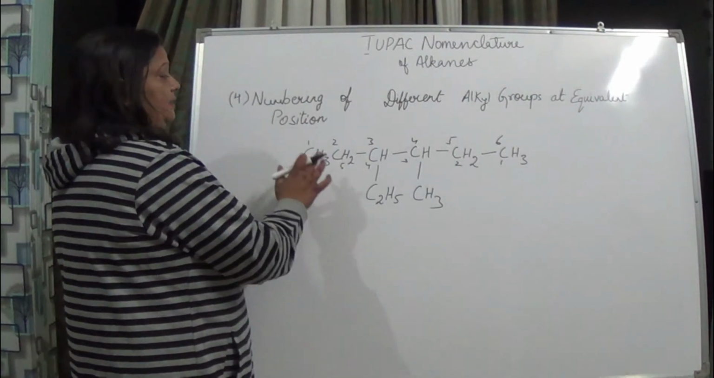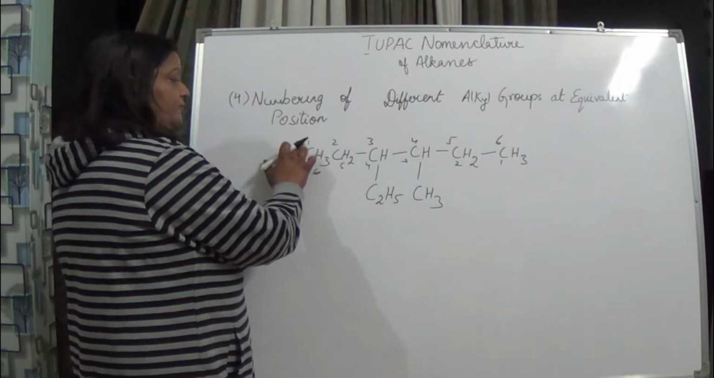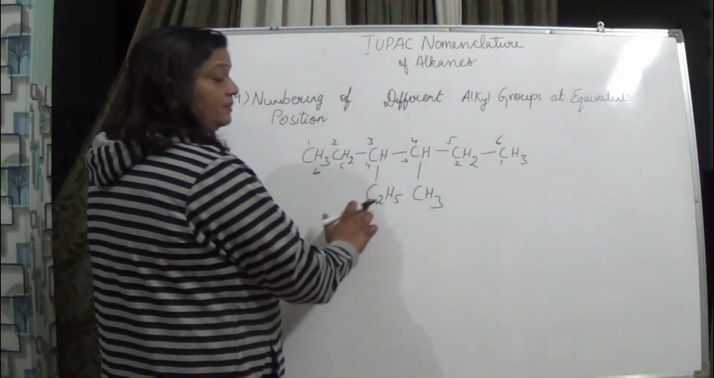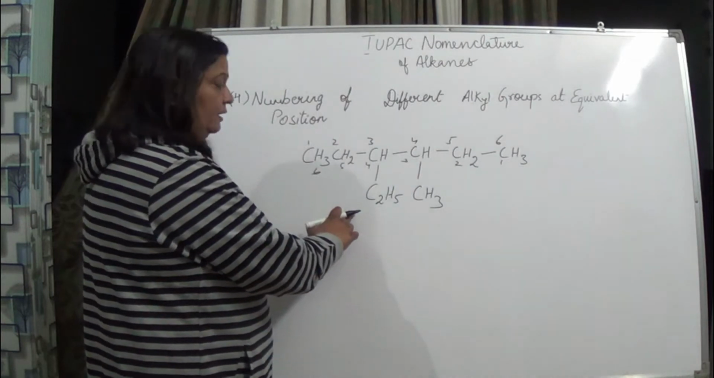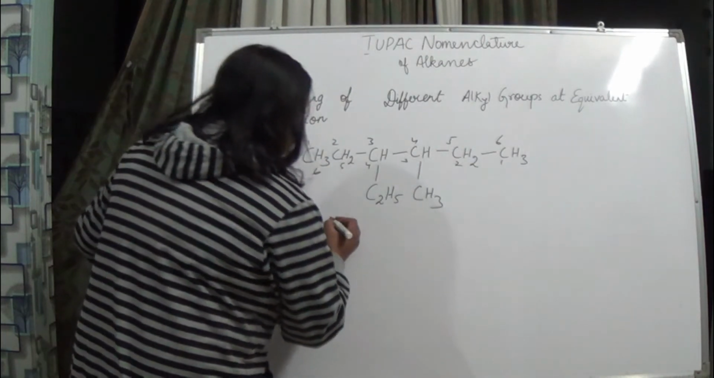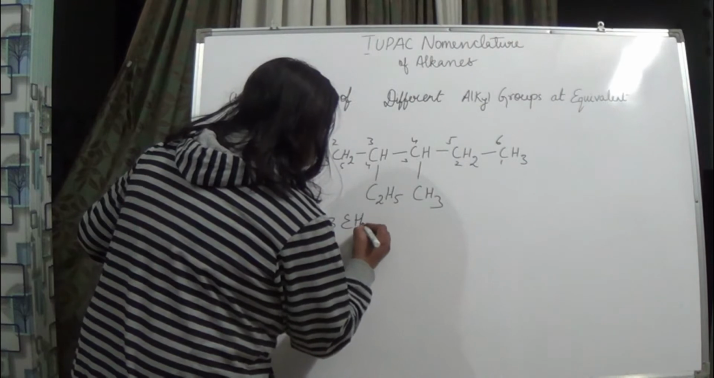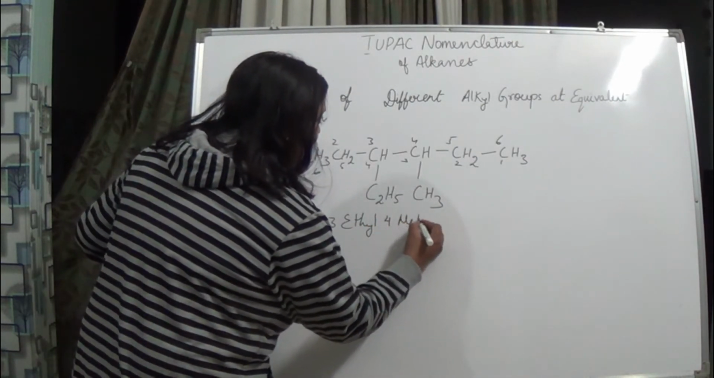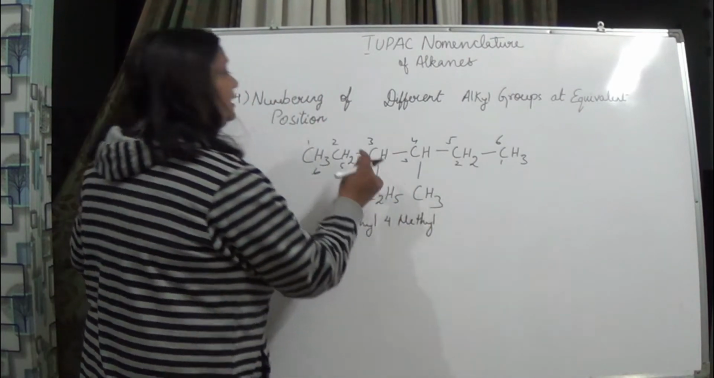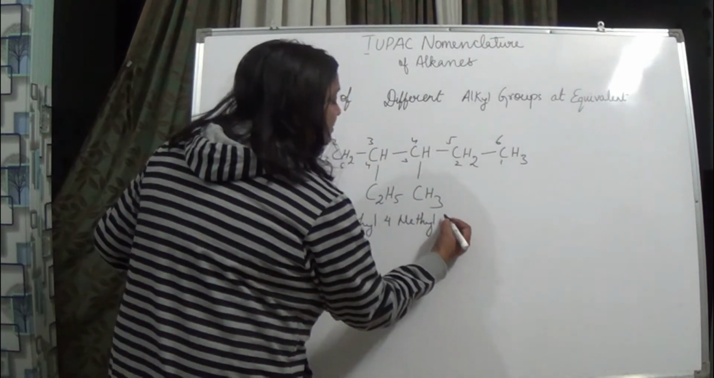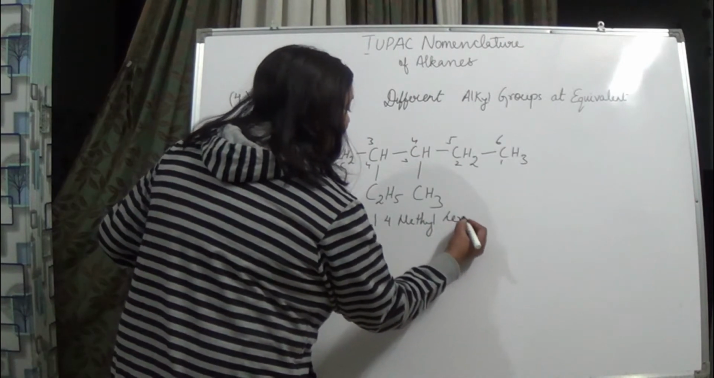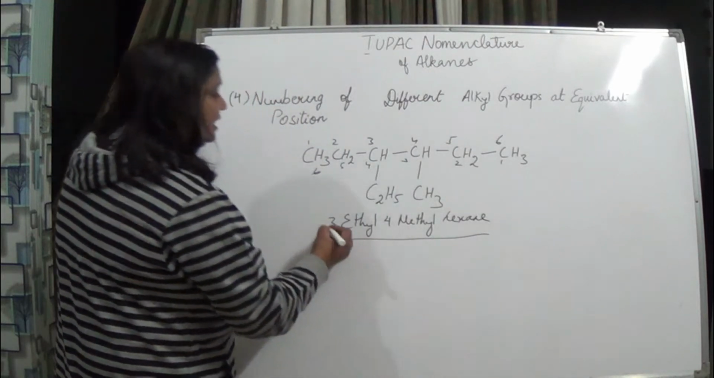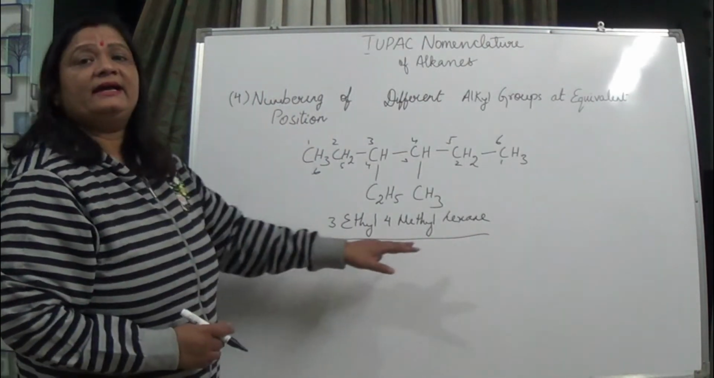The question is that. So we are going to consider the first one only. Why? Because this is ethyl and this is methyl. Here priority will be given to ethyl. Okay, so it becomes what? 3 ethyl, okay, 4 methyl, and here it is 6. So what will be the prefix? It will be hex, and what will be the suffix? Ane, that is the alkane. So 3 ethyl, 4 methyl hexane.